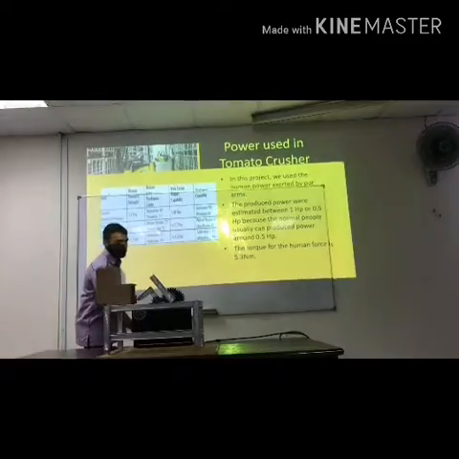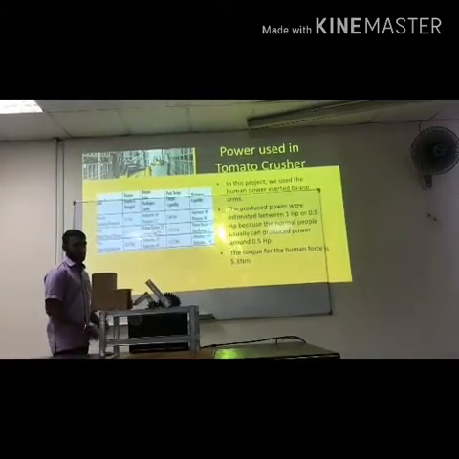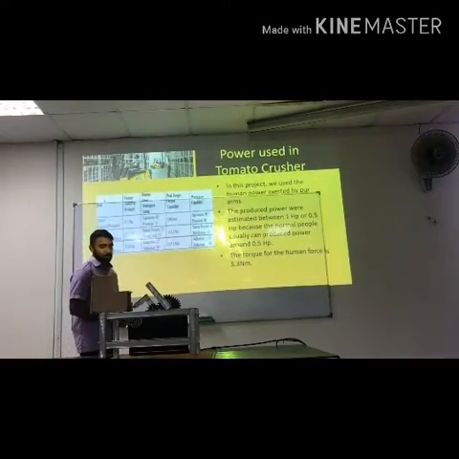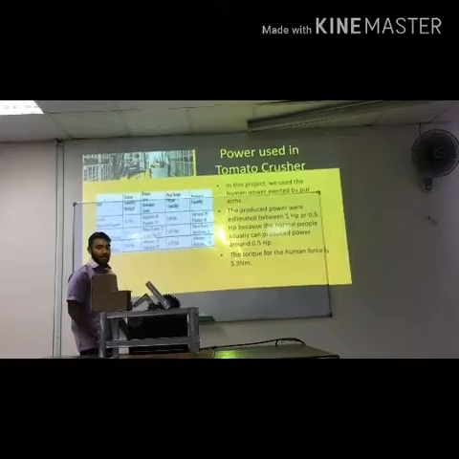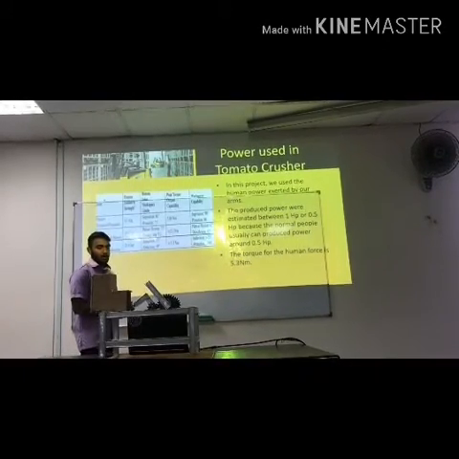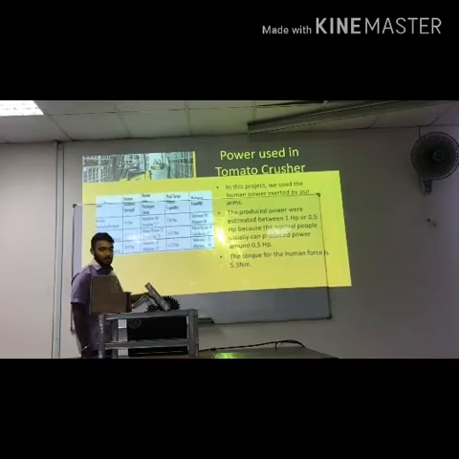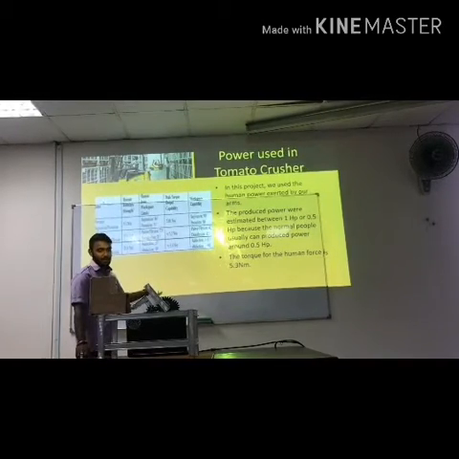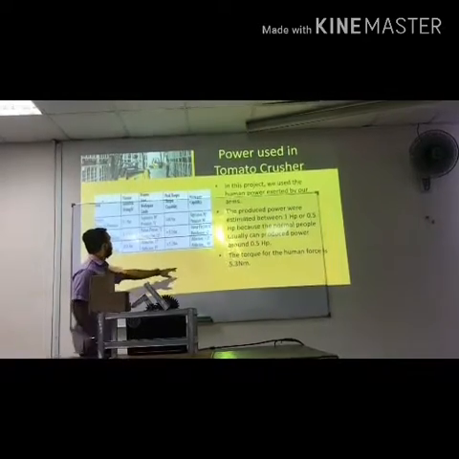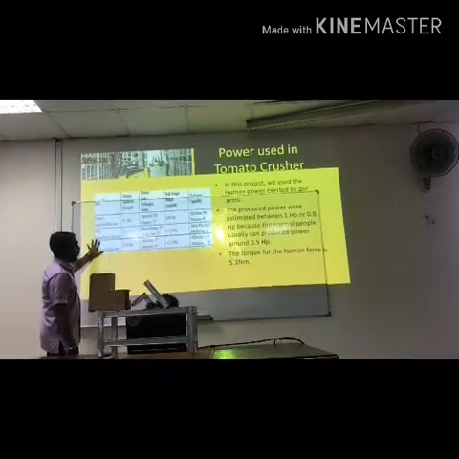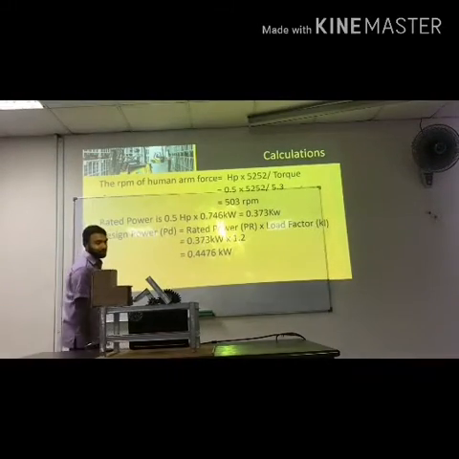Okay, power used in the tomato crusher. In this project, we use the human power exerted by our arm, so it is manual. The produced power was estimated between 1 or 0.5, because normal people can usually produce power around 0.5, and the torque of the human force is 5.3. So this is the table where we have the forearm and the torque power used. Okay, now we go into the calculation part.